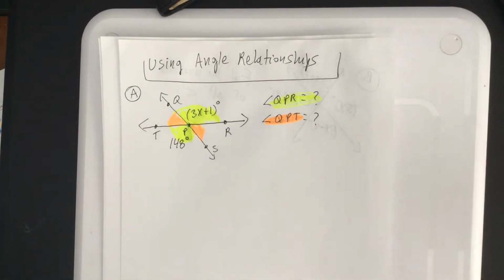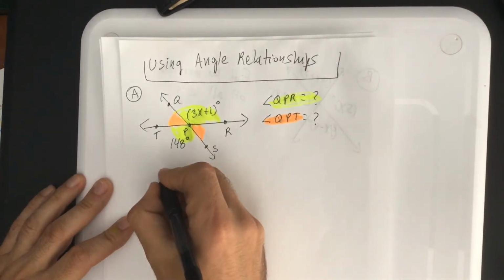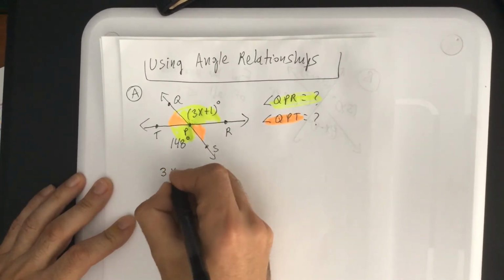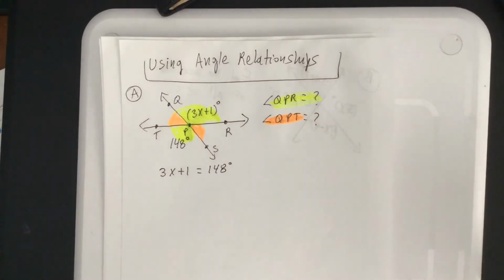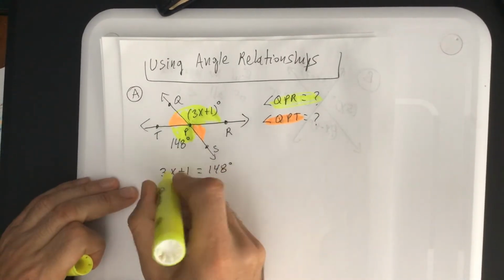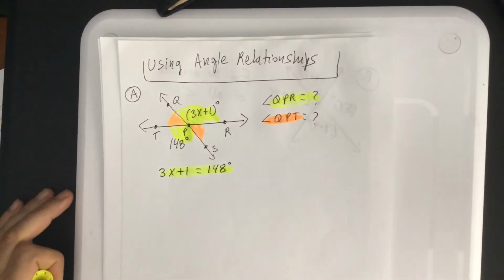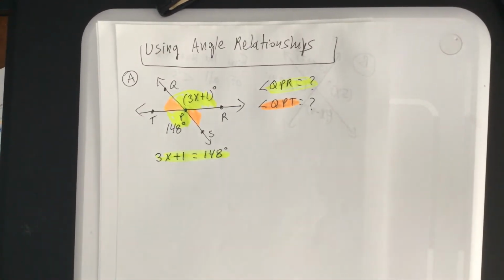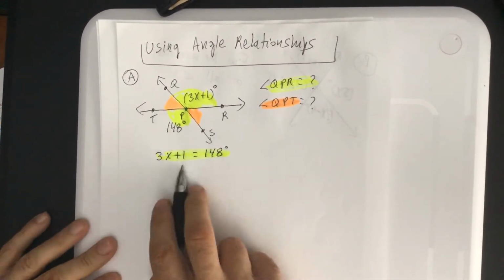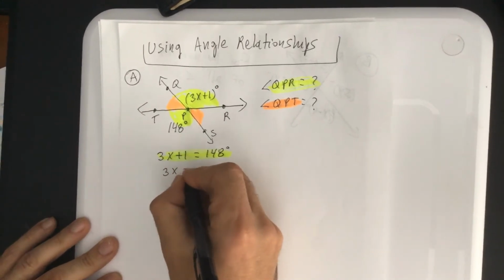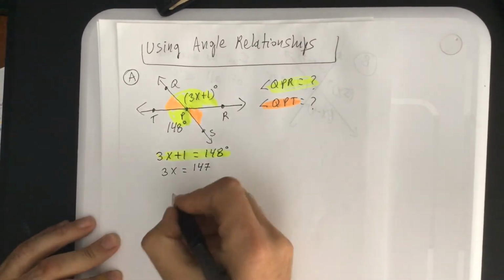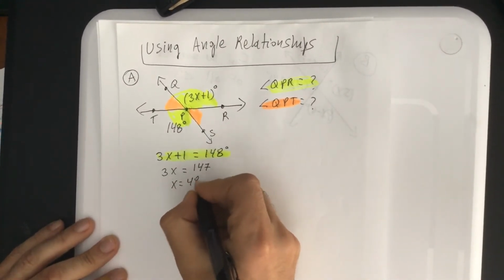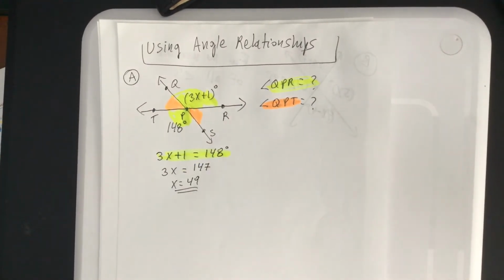So we can set up an equation now. We know that 3x plus 1 is going to be equal to 148 degrees. That's the yellow one right there. And now we can solve the equation, okay? Subtracting 1 from both sides of the equation gives you 3x equals 147. Dividing by 3 gives you x equals 49. And that is not the answer, okay? That's only part of what you need to find the answer.